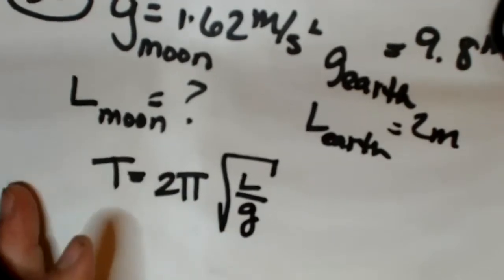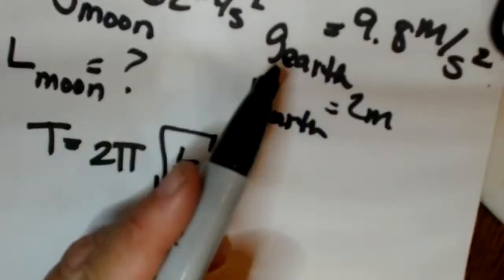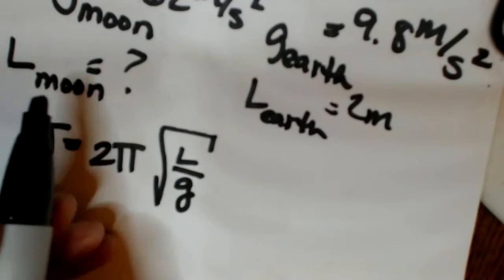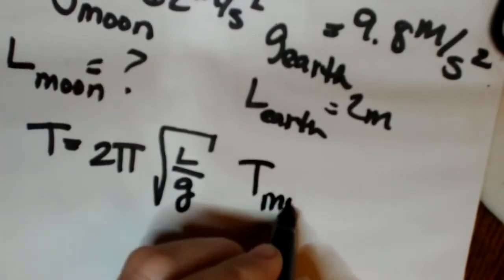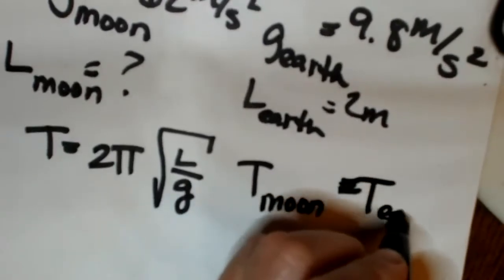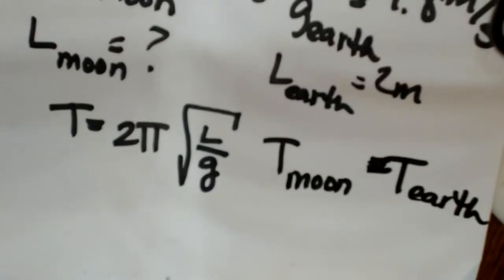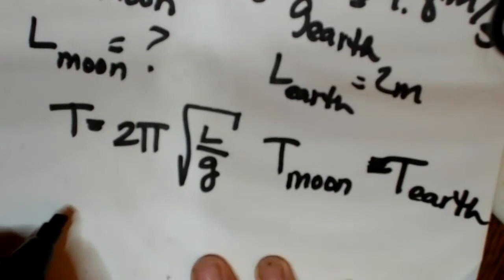Okay. All right. I know they've given me enough here that I could solve for the period and then come over here and substitute, but I'm going to be lazy. I'm going to say I want T on the moon to equal T on the Earth, because that's what we want, right? We want the periods to be the same. Okay, so I can write those down.